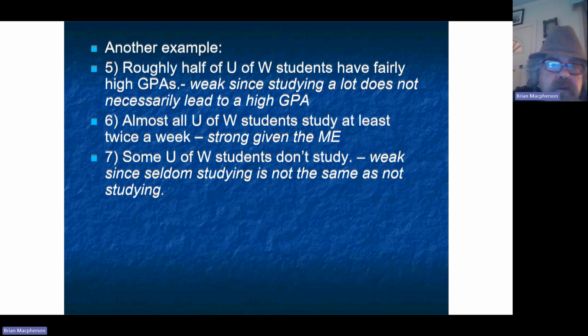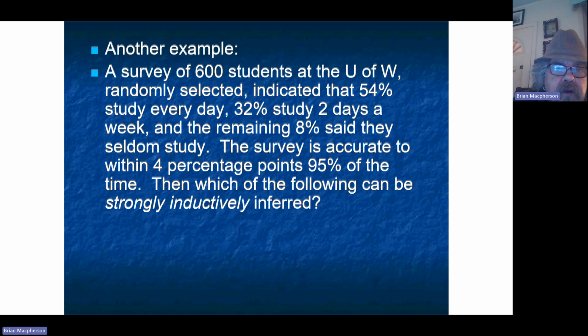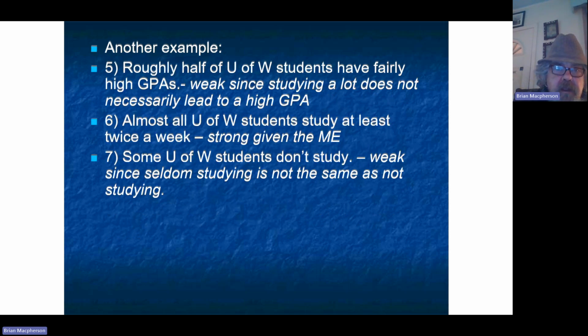Number 7, some U of W students don't study. Let's go back to the passage. Can we infer that with strength? The survey is accurate, so we know that. It says the remaining 8% said they seldom study. Well, here's the thing: 8% saying they seldom study doesn't mean they don't study. Maybe they just study 1 day a week, or less than 2 days a week. That doesn't mean that they don't study at all. So number 7 is weak because seldom studying is not the same as not studying.